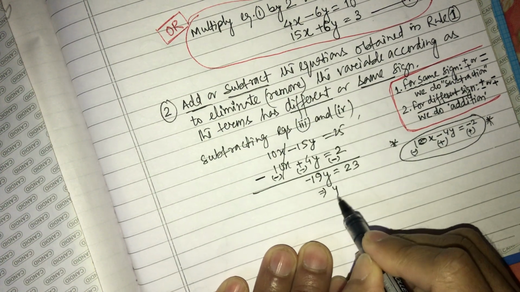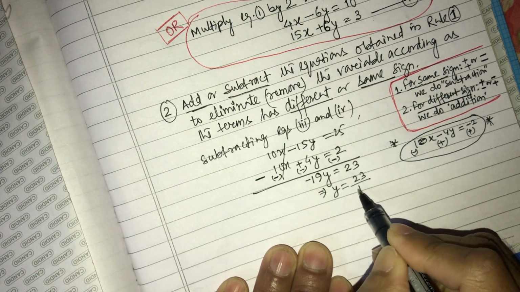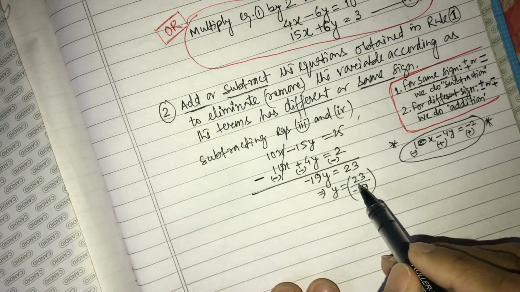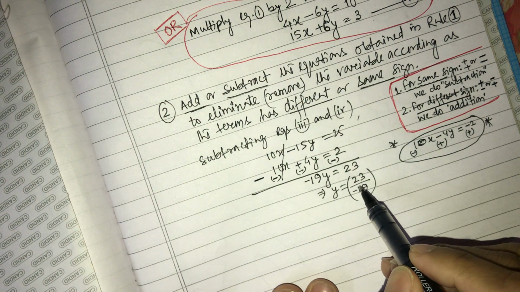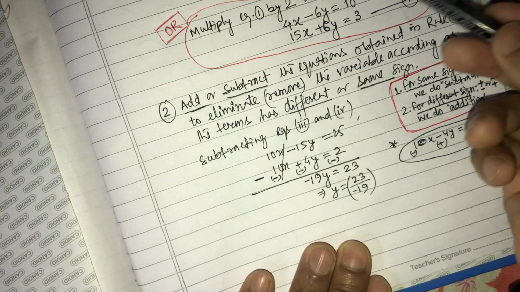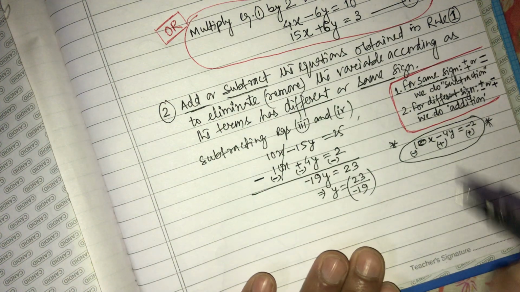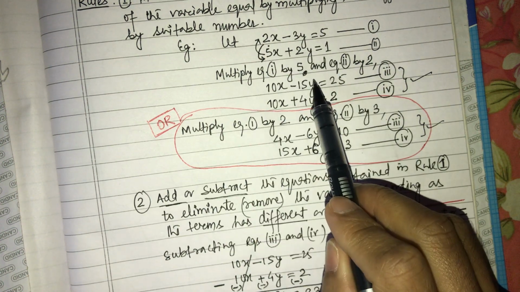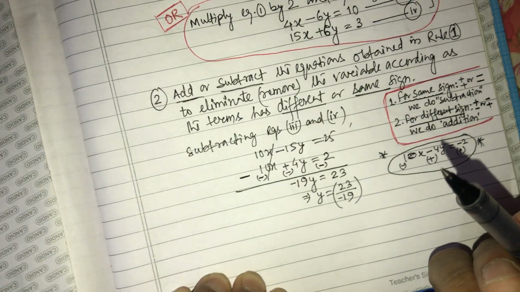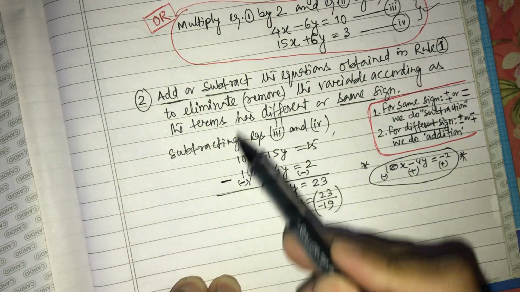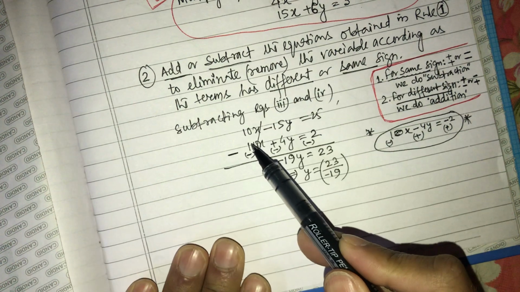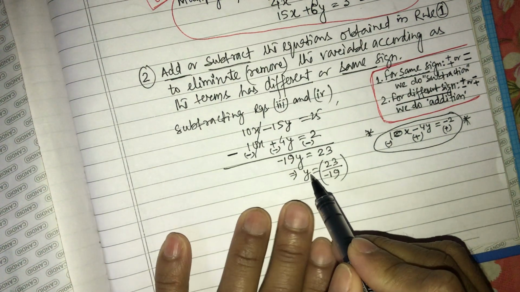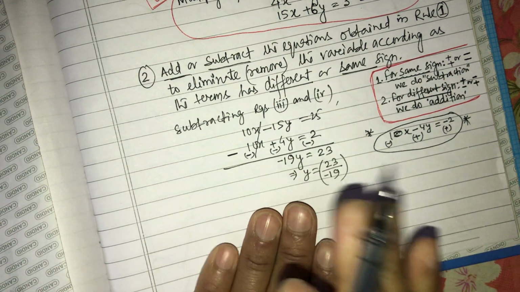So I can write here y is equal to 23 divided by minus 19. This is what I got. So this is the value of y. See, within no time I got it. It seems lengthy here because I'm explaining the process. But if you see what I did, these were the equations given, then I multiplied, and then according to the sign, same sign or different sign, we need to do subtraction or addition. So here the signs were the same, that's why I subtracted and I got the value of y. Right, now I got the value of one of the variables.